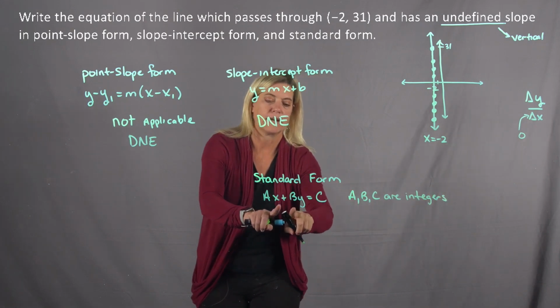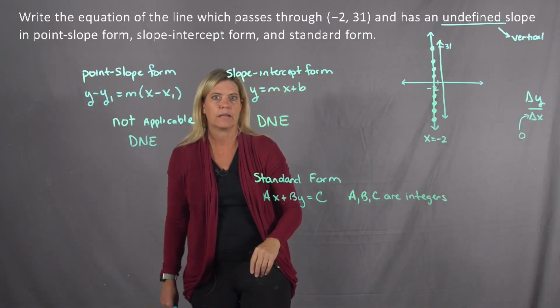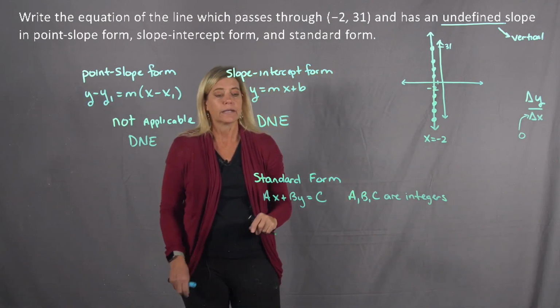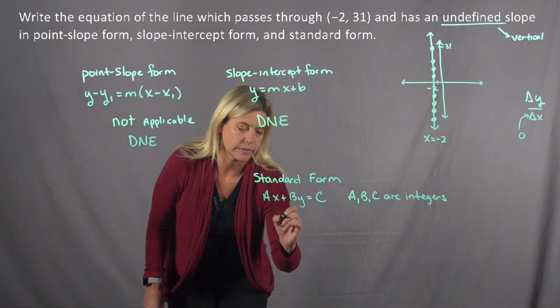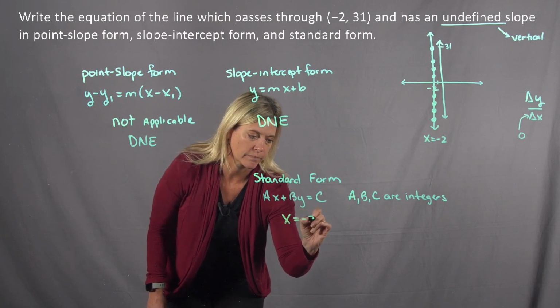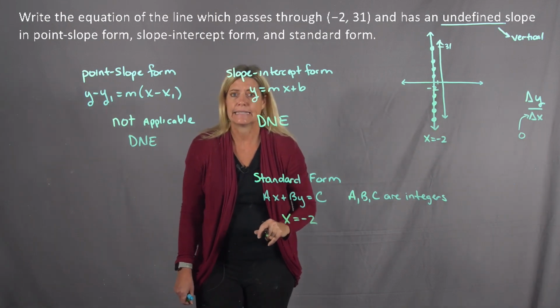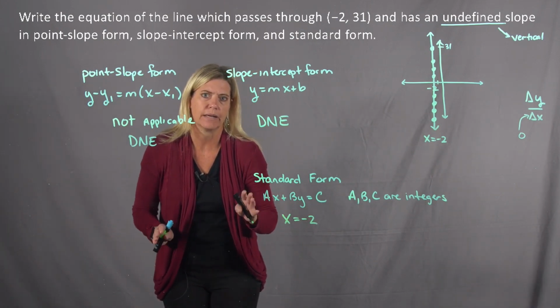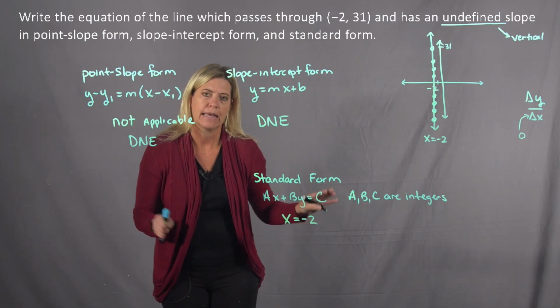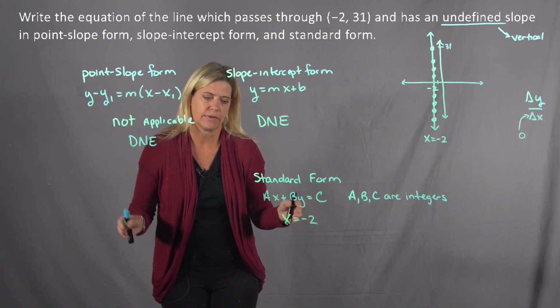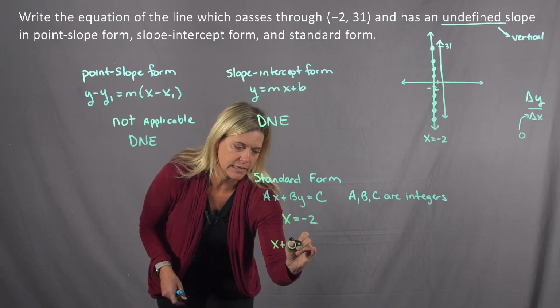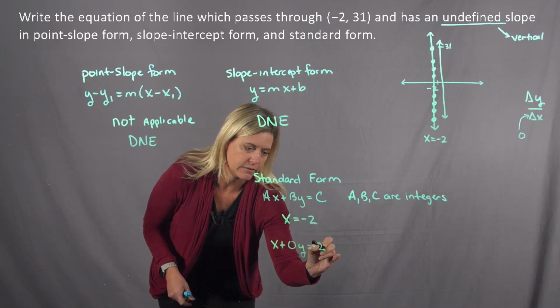And then remember, we have x and y on the same side of the equal sign and our constant on the opposite. So when I look at standard form for x equals -2, well, that is in standard form, right? I've got my x's on one side of the equal sign and my constants on the other side, and I've got all integer values. If you prefer, we could write this as x plus 0y is equal to -2.